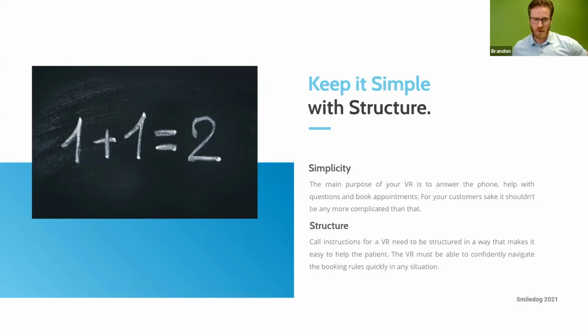So in terms of structure, your call instructions really need to be very structured in a way that is easy to help the patient. A virtual receptionist needs to be able to be confident in navigating all the booking rules quickly and effectively. So for an example, let's say there's a patient calling in and they're looking to book a massage. That is an example of someone who already knows what they want. There's really 3 main scenarios that could potentially happen there. They're going to be asking for a specific practitioner based on experience because they've gone to them already, or a reference because someone recommended them.